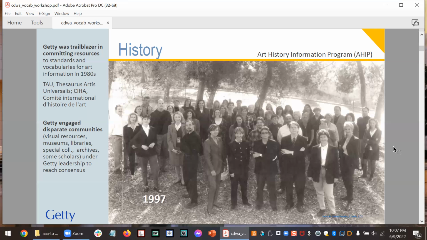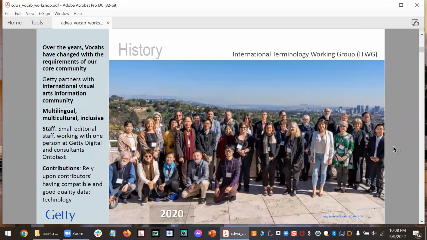When we began working on the vocabularies, we were basing it on the work of CIHA, on the Thesaurus Artis Universalis, which set out specifications for creating information about artists and other people, and about places that were necessary for cataloging and researching art. Getty then engaged disparate communities, including visual resources, museums, libraries, special collections, archives, and scholars. And under Getty leadership, we reached consensus on what was required to document art and what was required to create vocabularies to aid this process.